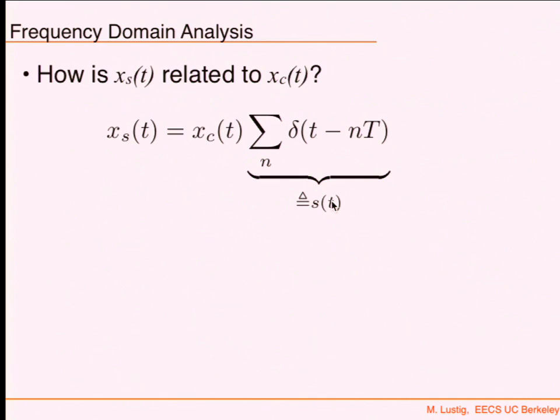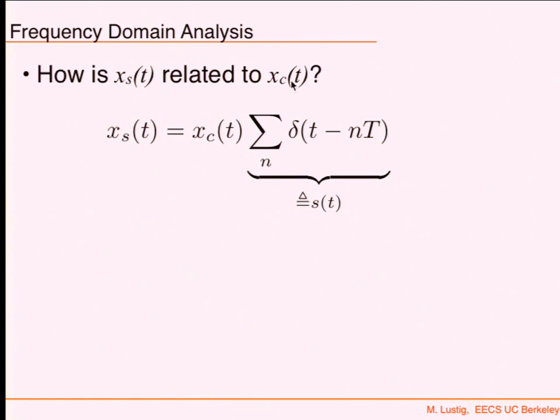How is x of n related now to x sub c of t? x of s is the impulsive measurement of x sub c of t. So you multiply this with a train of delta functions. You've seen this before, right? This is an impulse train with an amplitude of 1.